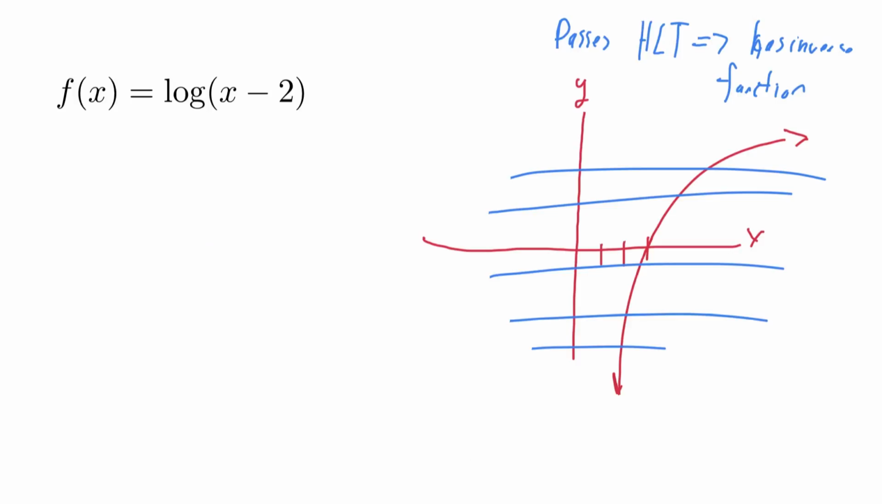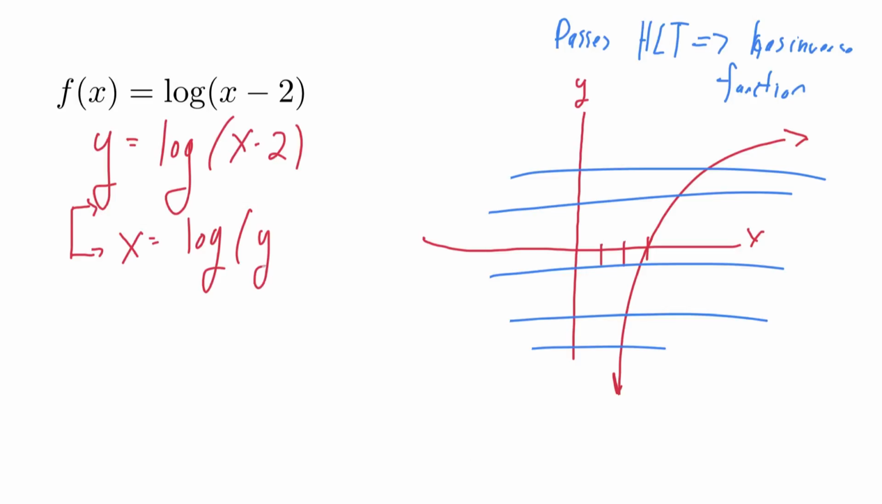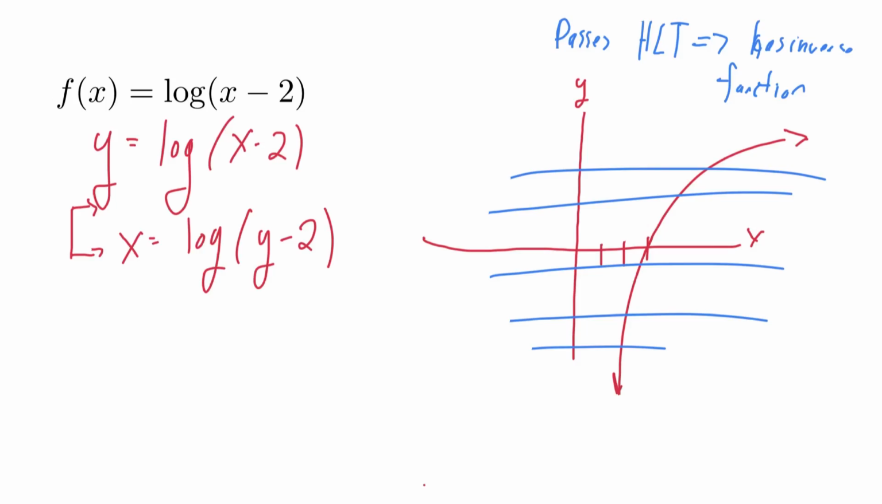Well, the standard trick for this is to take my original function and switch the roles of the input and the output. So I'll write this as y equals log of x minus 2. And then I switch the roles of x and y so that x equals log of y minus 2. And now I solve for y. So essentially, I pretend that the inputs were the outputs, and I try and solve for the new thing. So now I'll say, how do I kill off this logarithm? I exponentiate.